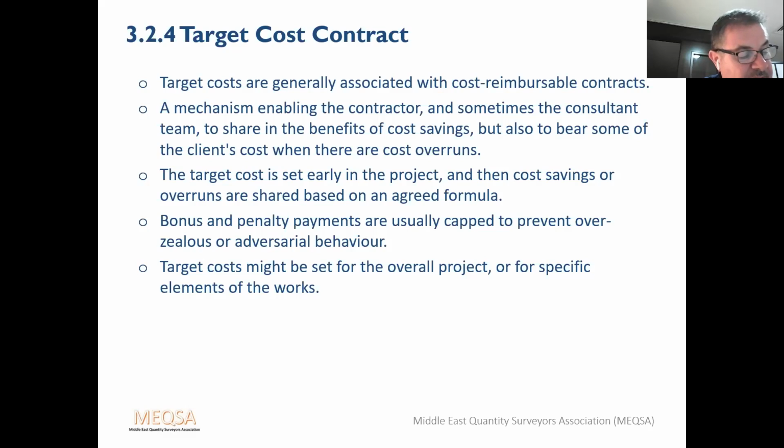Target costs might be set for the overall project or for specific elements of the works. Agreeing the target cost requires that the client has sufficient knowledge and experience to be able to accurately estimate the likely cost of the works and to negotiate effectively with the contractor and sometimes the consultant team. Examples of target cost contracts are the NEC engineering and construction contracts option C, which is a target contract with activity schedule, and there's also option D, which is a target contract with bill of quantities.